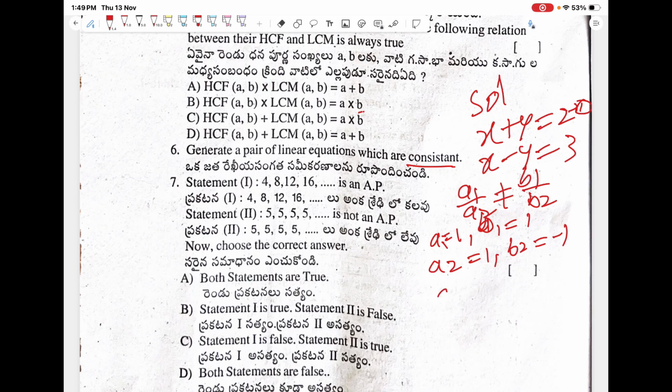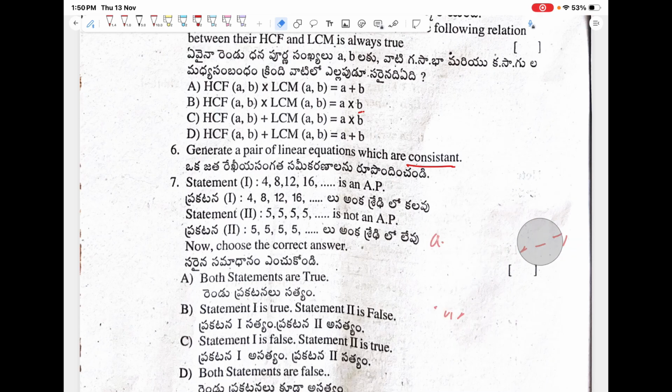So let us compare now. a1 by a2 equals 1 by 1, which is 1, and b1 by b2 equals 1 by minus 1, which is minus 1. Are these two equal? Not equal. So frame the equations in a simple manner, then it will be good for us and we will not struggle. They are asking just for consistent only, so it's good for us.